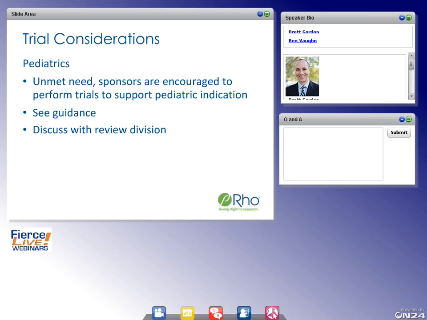There are some additional guidance documents out there that talk specifically about pediatrics. One is the Pediatric Research and Equity Act, which this guidance document references, and then you can also reference the Best Pharmaceuticals for Children Act, which provides an incentive for drug companies to conduct FDA-requested pediatric studies by granting an additional 6 months of marketing exclusivity if it's an NME.